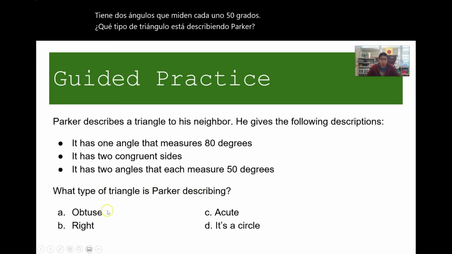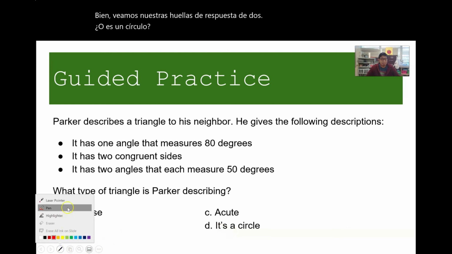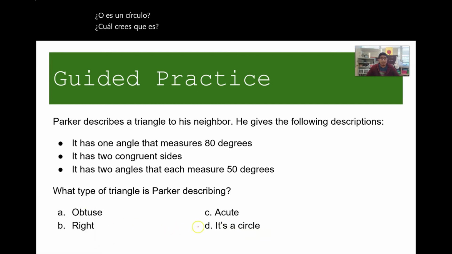Okay, let's look at our answer choices. Obtuse, right, acute, or it's a circle. Which one do you think it is? Okay, well, it's not a circle. We know that, right? Good. Okay, let's go ahead and look at this.